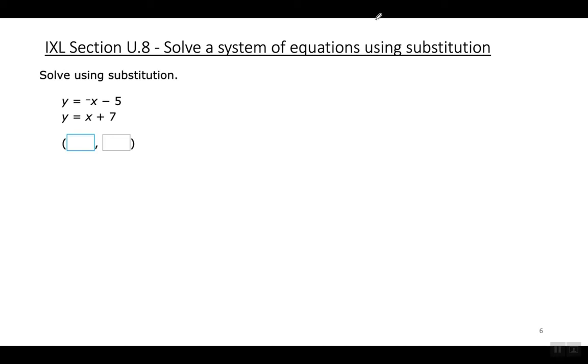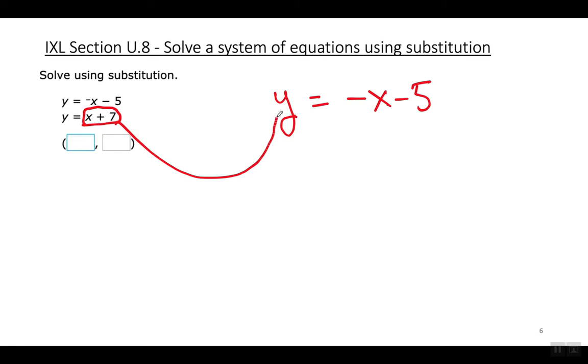All right, so there's more than one way to do it, but basically, if y equals negative x minus 5, and on the bottom it's saying y equals x plus 7, I could just take all of this and put it right here where y is. So I'll have x plus 7 equals negative x minus 5. Again, I just took what it says on the bottom, y equals x plus 7, and I'm putting it right there where that y is. So it'll say x plus 7 equals negative x minus 5.